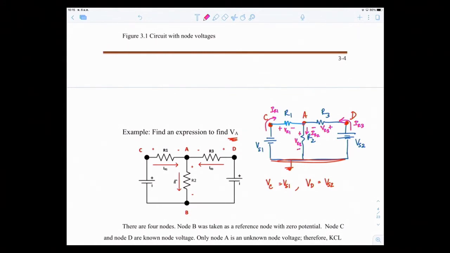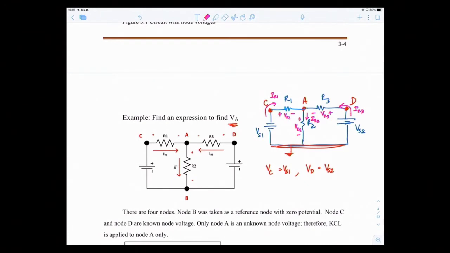So this is good practice for doing these problems. You assign where your currents go and where the polarity of your voltage drops are.